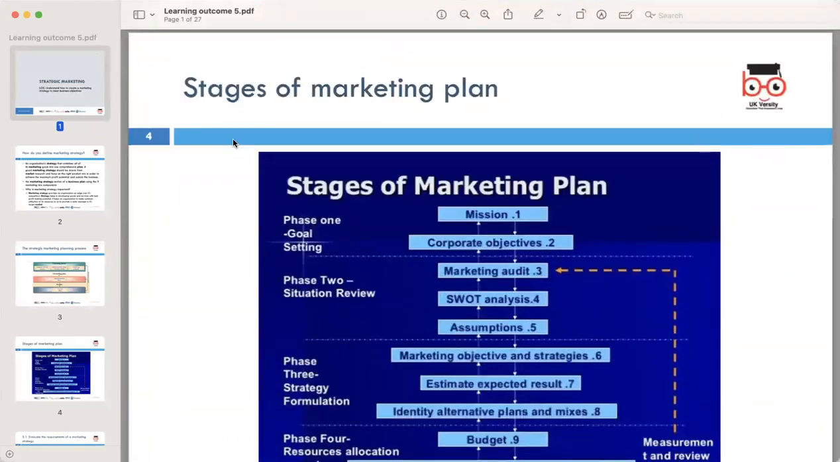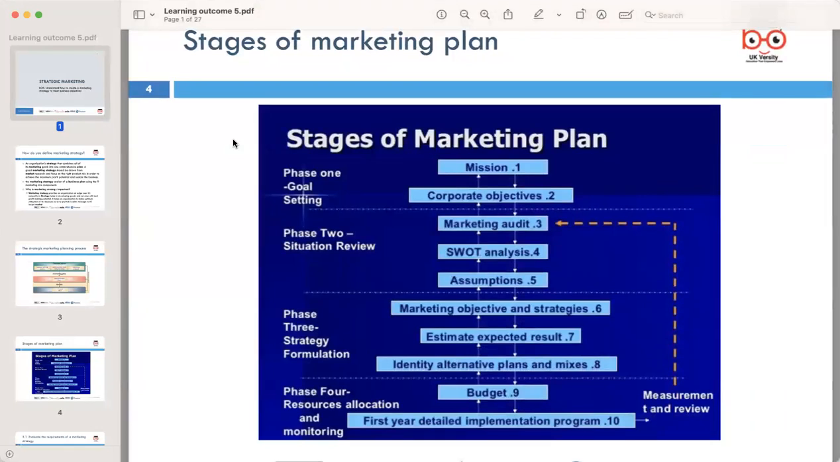Now, stages of marketing plan. Within the broader marketing plan, several distinct stages are involved. Mission and goal setting: this stage initiates the marketing planning process. It involves defining the organization's mission, which outlines its purpose and the value it aims to provide. Concurrently, corporate objectives are established, setting clear targets for the organization to achieve.